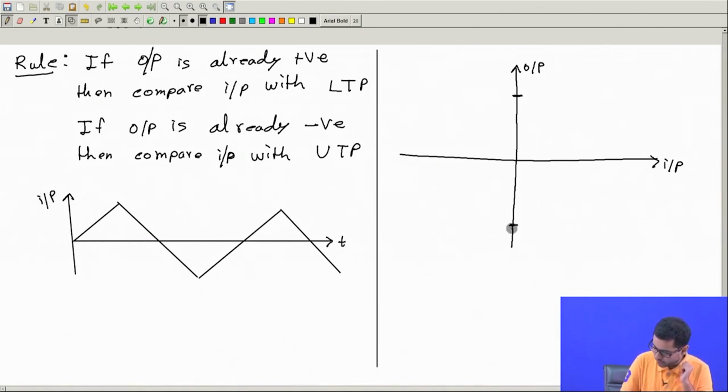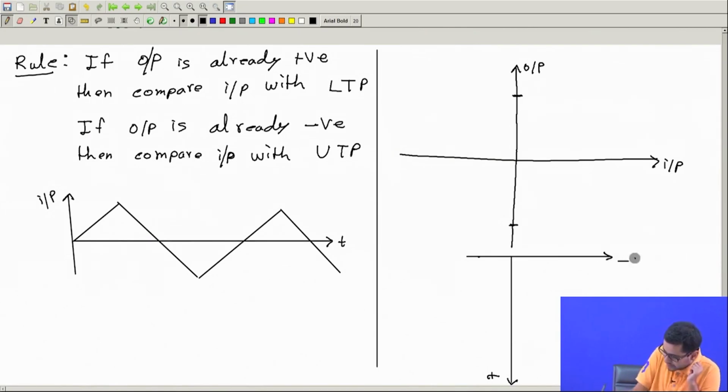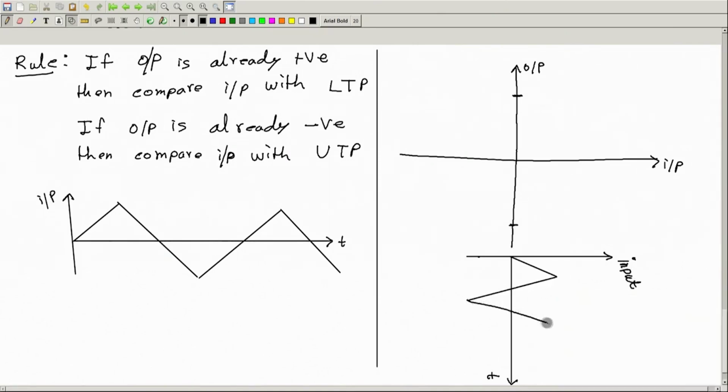So let me also draw this by rotating this curve. Let me draw time here. So this is t, time, and on this axis here I will draw the input. Okay, so it's turned. It's now changing like this, increasing, decreasing, increasing, and so on. Now how will the output change?